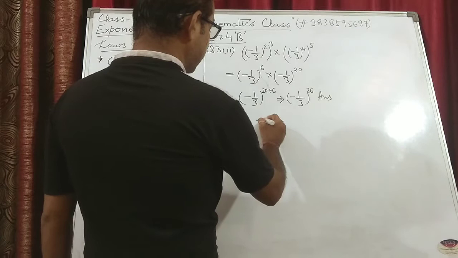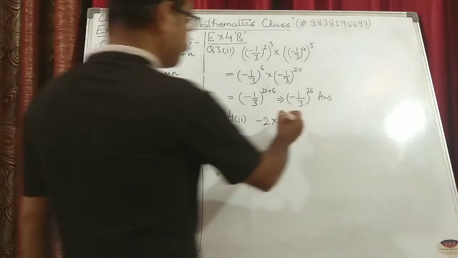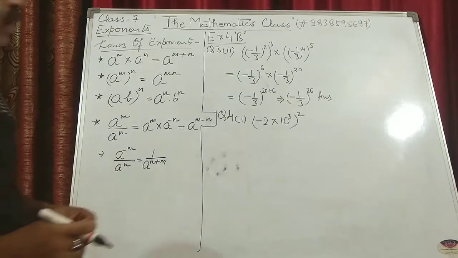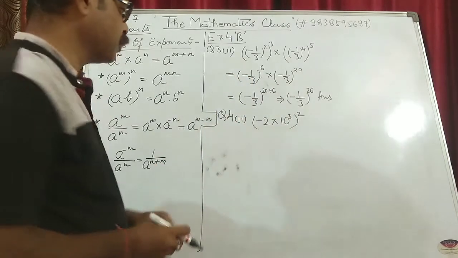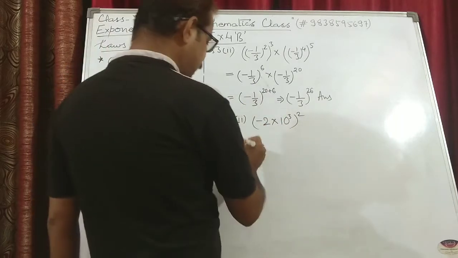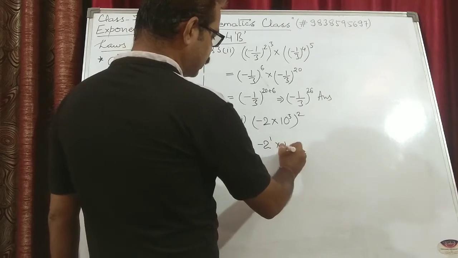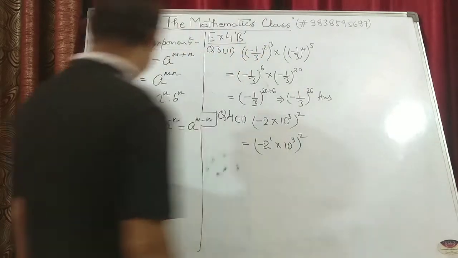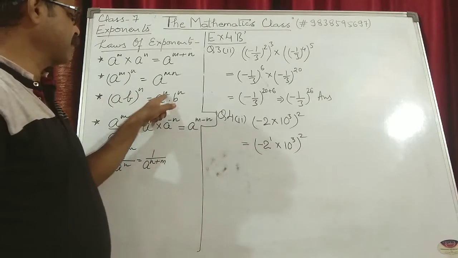Second part is minus 2 into 10 to the power 3 whole power 2. And in this the question is given as simplify. Simplify means you have to write it in the smallest possible number. Now minus 2 into 10 to the power 3 can be written as minus 2 to the power 1 into 10 to the power 3 to the power 2. In this you have studied, if a into b to the power n, it is written as a to the power n into b to the power n.